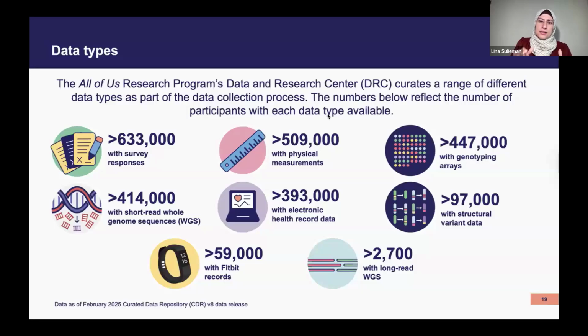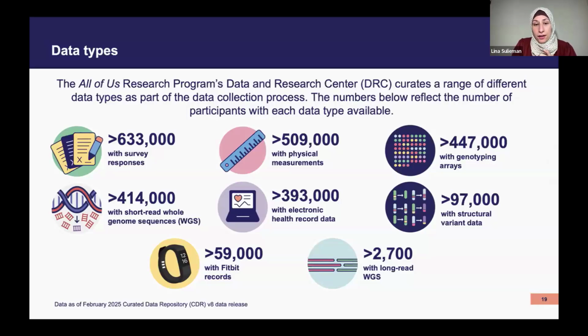All right. So this is as of the latest CDR, the latest curated dataset that we have and provide in the All of Us Researcher Workbench. This is the number of participants who consented to share their data. So we have more than 633,000 participants who responded to the surveys that the program sent them, which collect information about various different kinds of things, and we're going to talk about the different kinds of surveys.